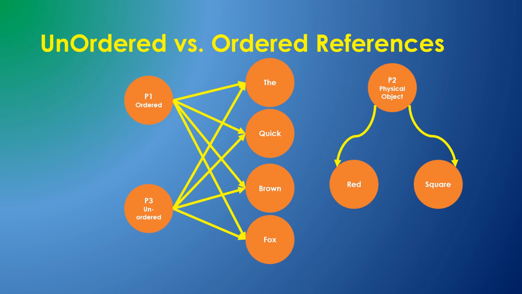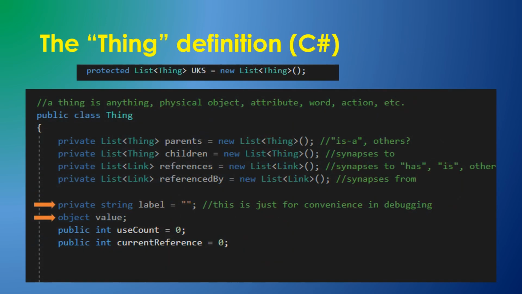The next two properties in each thing are a great programming convenience. By giving each object an optional label, when you look at debug information about the content of the knowledge store, it can make sense. Of course, biological neurons don't have labels, which is one reason it's so difficult to decode what's going on inside your brain.